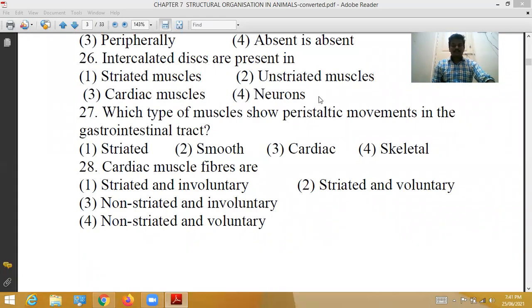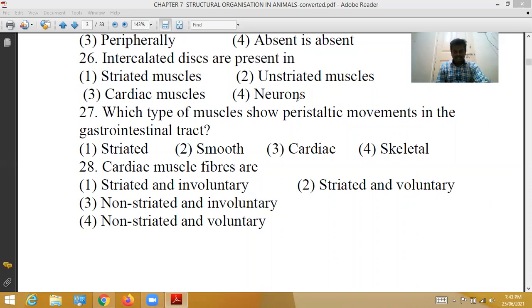Okay, students, welcome to the next session, that is Structural Organization in Animals Part 2. In the last video, we discussed the first 25 bits. In this session, we will discuss the remaining 25 bits.